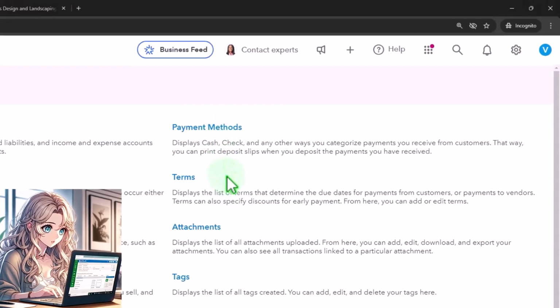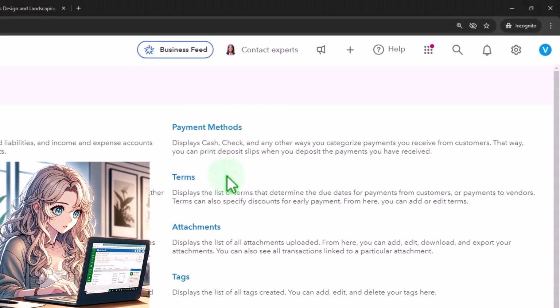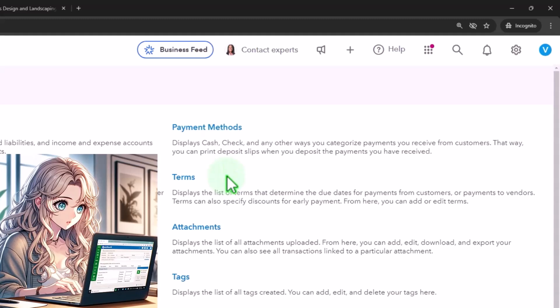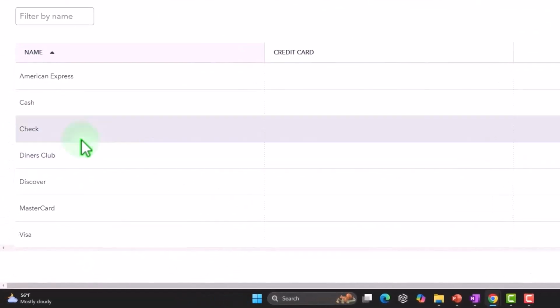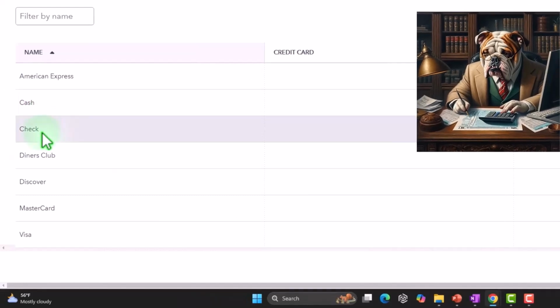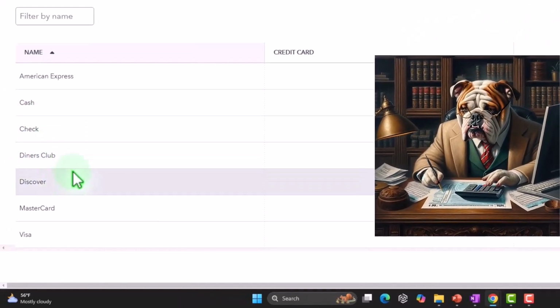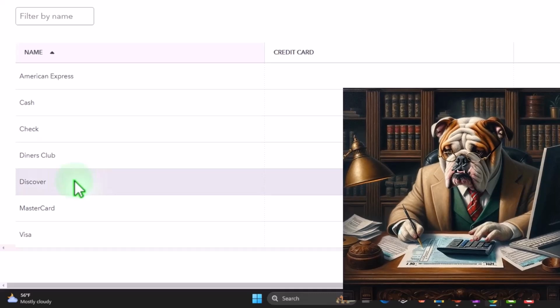And then payment methods display cash, check, or any other ways you categorize payments you receive from customers. That way, you print deposit slips when you deposit the payment you have received. So payment methods: how are we going to get paid from the customers? We might get paid with cash, check, Diners Club or the credit card.